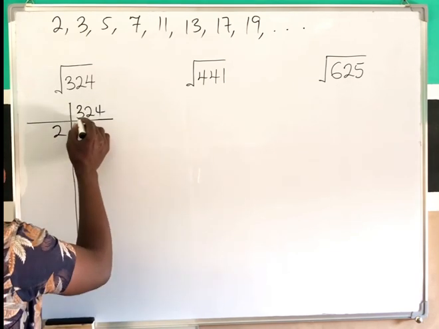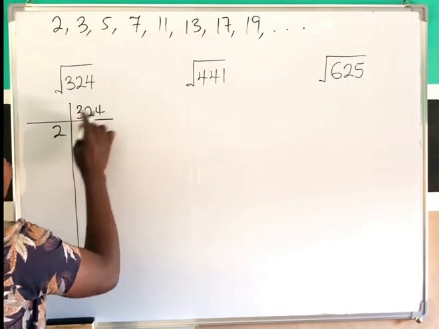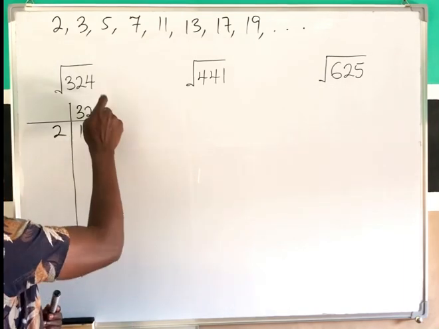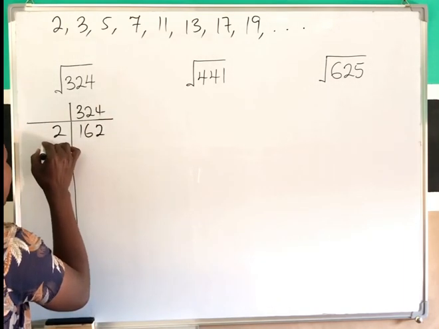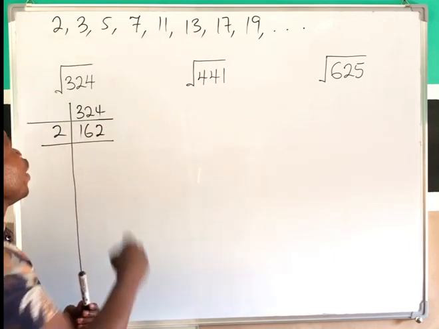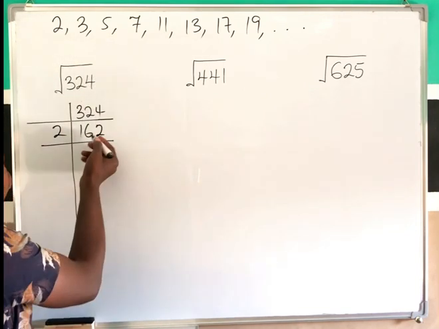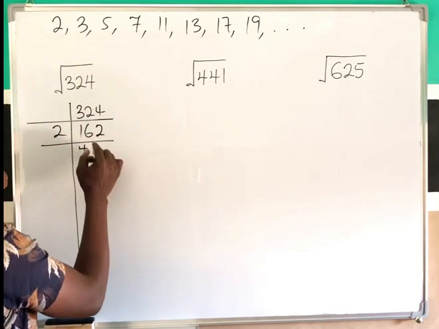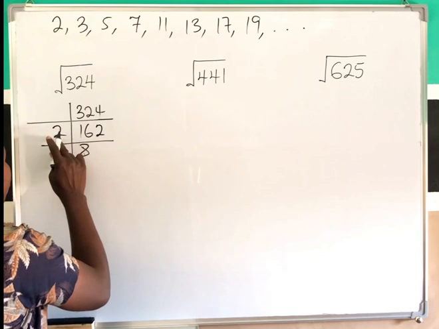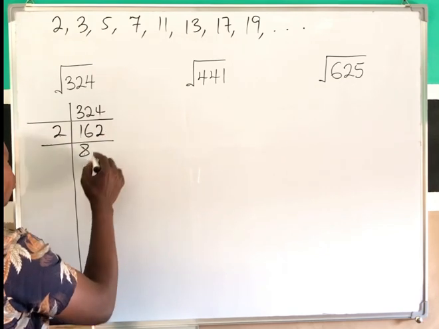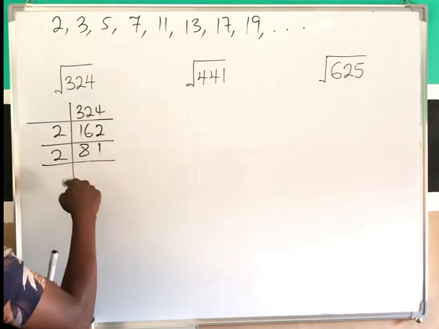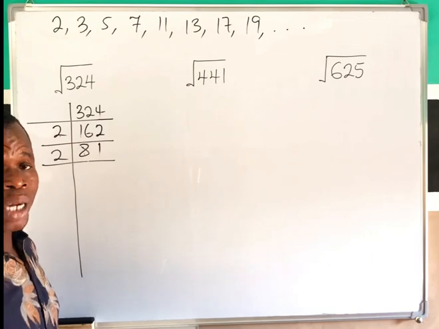324 divided by 2. 2 into 32 will give me 16. Then 2 into 4 is 2. That means 2 times 162 will take me back to 324. Then I will see, can 2 still enter? If 2 can enter, you use it again. If it cannot, then you move to the next one. You can see that 2 can go into 162 and give 81, so 2 times 81 is 162. But you see that this time around 2 cannot go into 81, because 81 divided by 2 is 40.5.